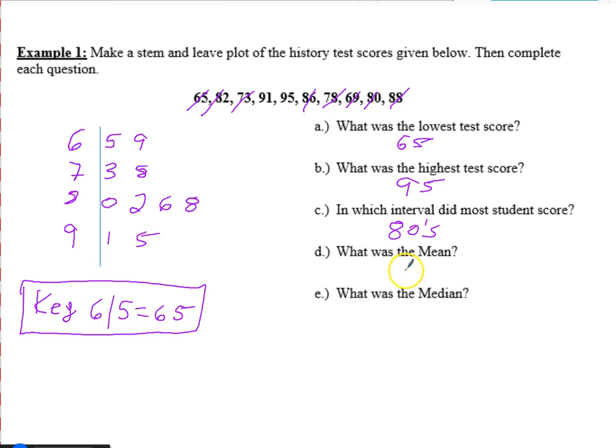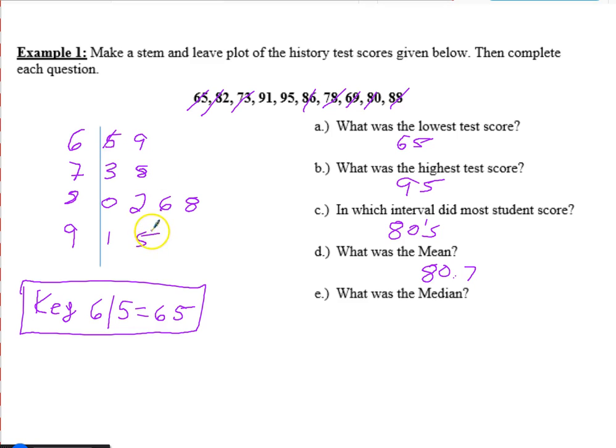Now, to find the mean, we're going to do the exact same way. We're going to add up all of the numbers and divide by how many there are. When I do that, I get 80.7. So again, we add up all of these numbers, divide by 1, 2, 3, 4, 5, 6, 7, 8, 9, 10, and get that.